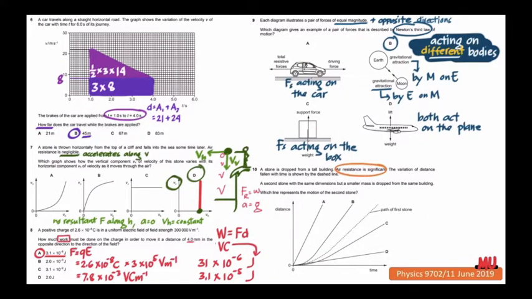Air resistance affects the motion of an object. This is a distance time graph, and this curve tells us that there is either constant acceleration or changing acceleration. I say we have here decreasing acceleration because a is equal to F over m, and this F is the resultant.